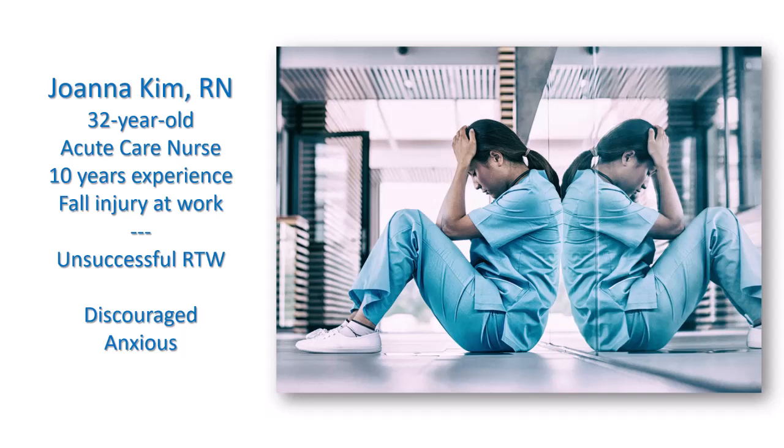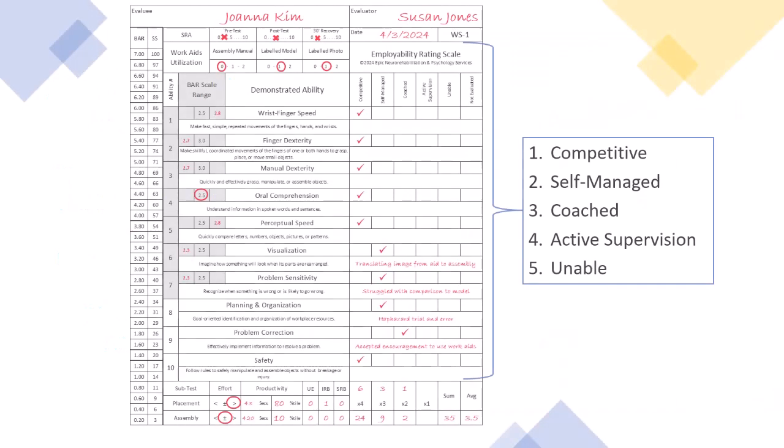She just couldn't keep up. She's now discouraged and anxious about her career. Is she going to lose her career? Can we help her? In other lessons, we've explored the evaluation record that occupational therapist Susan Jones completed on Joanna's performance in the work sample test number 1.